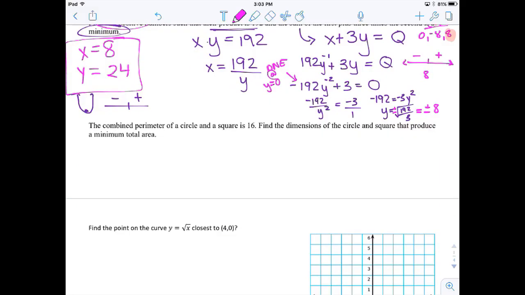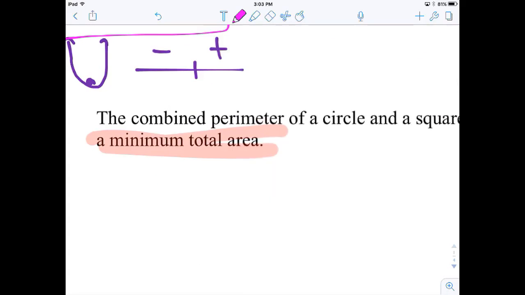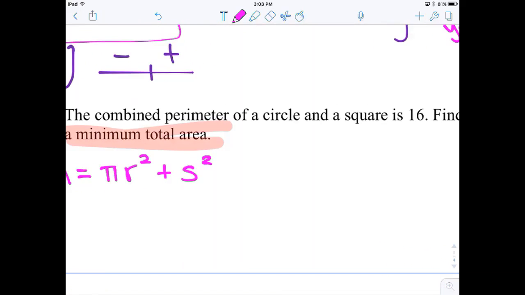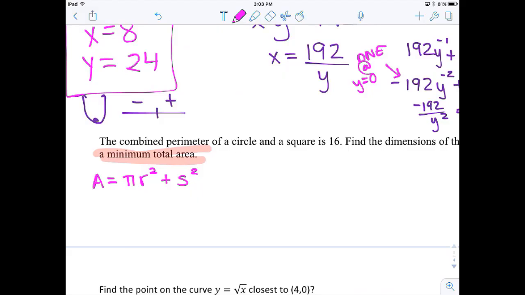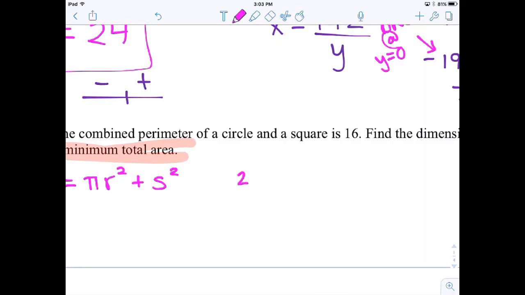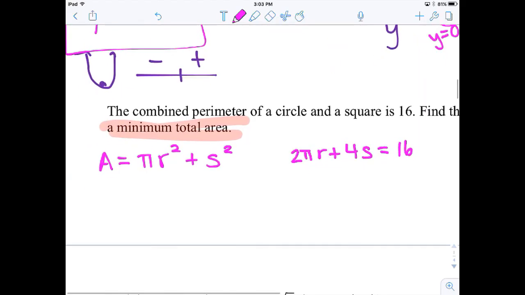Okay, so the combined perimeter of a circle and a square is 16. Find the dimensions of the circle and the square that produce the minimum area. So looking at this, I see that word minimum there. That's what I'm trying to minimize, my area. So area, we're talking about a circle, so pi r squared, and a square, which is s squared. So that right there is what I'm trying to minimize. And what is our constraint? The perimeter is 16. So that's 2 pi r plus 4s equals 16. So this is my constraint, and the other one is what I'm trying to optimize.